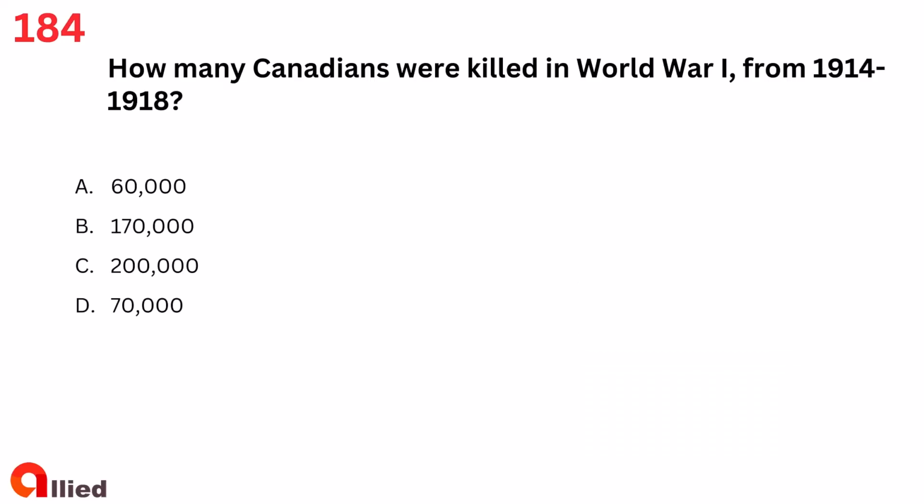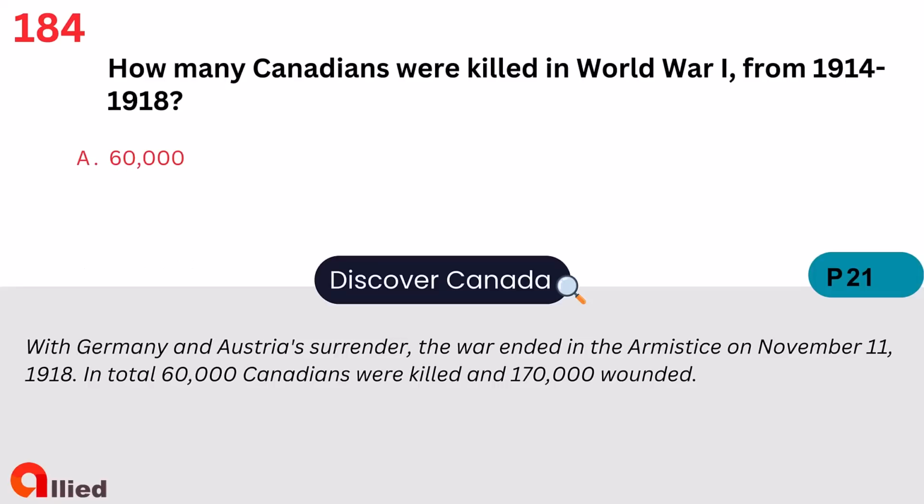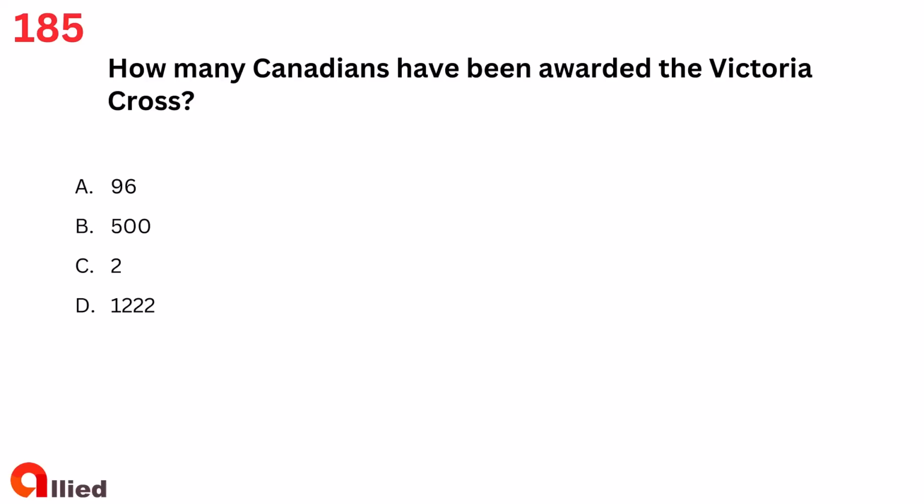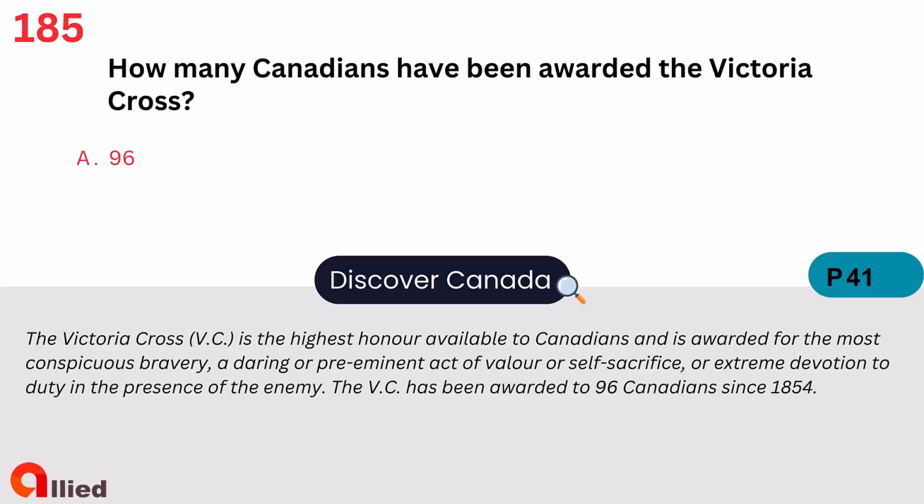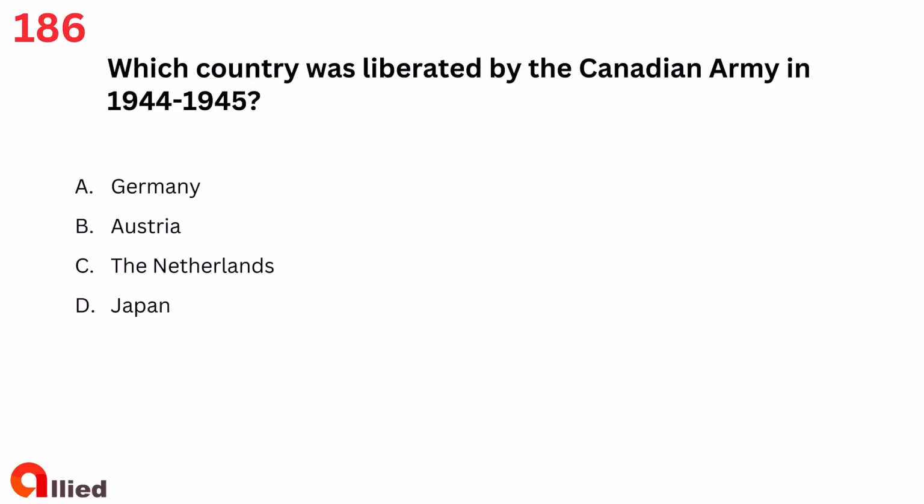Question 184. How many Canadians were killed in World War I, from 1914 to 1918? A. 60,000. B. 170,000. C. 200,000. D. 70,000. The answer is A. 60,000. Question 185. How many Canadians have been awarded the Victoria Cross? A. 96. B. 500. C. 2. D. 1,222. The answer is A. 96.